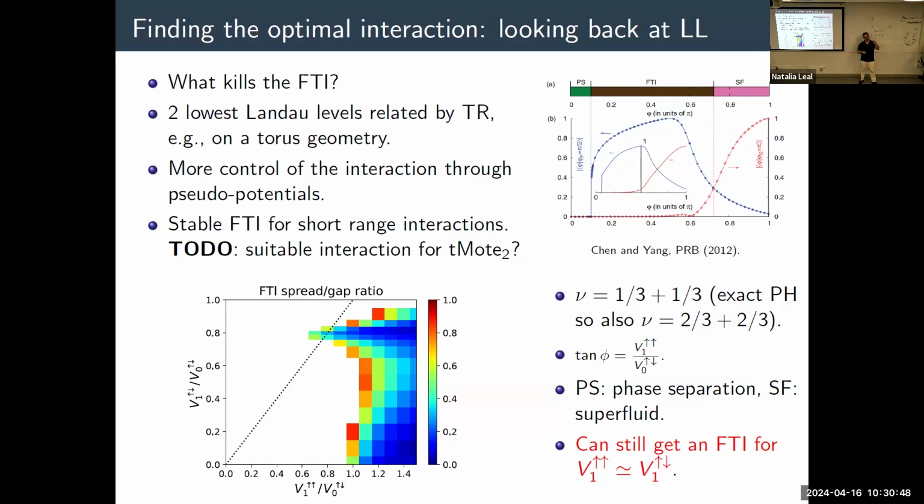If you're within one layer, you're not sensitive to the shortest range interaction. But this one is important when you come to the interaction between the two layers of the two states. And that's the one that kills your FTI. So what we are working on at the moment is to find some suitable interaction that will basically reduce the effect of this short range interaction to see if you can stabilize an FTI.